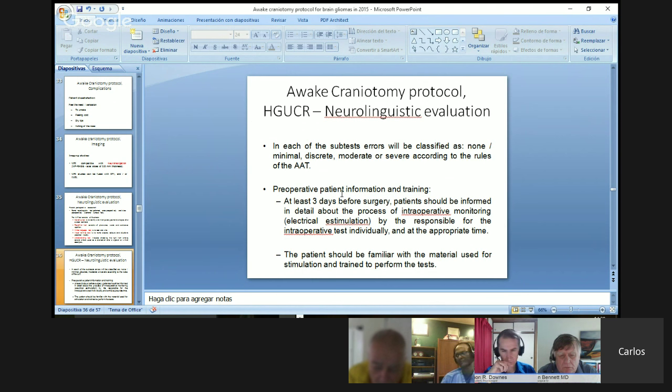At least 3 days before surgery, patients should be informed in detail about the process of intraoperative monitoring and about electrical stimulations, individually and at the appropriate time. These kinds of tests will be explained by the neurosurgeon and the neurophysiologist. The patient should be familiar with the material used for stimulation or for performing the tests during the surgery.